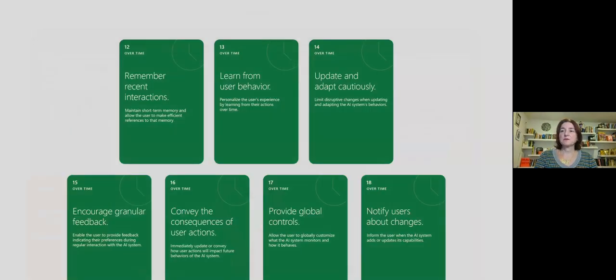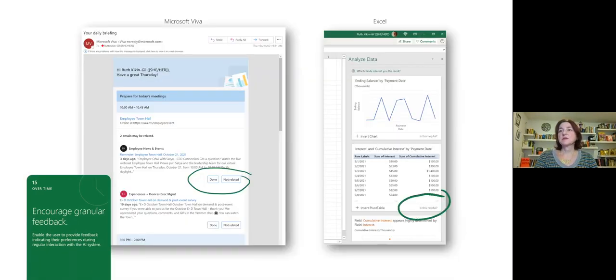And then what happens over time? In this case, it's about encouraging granular feedback. And creating feedback loops is one of the most important things when you're talking about AI systems, because it helps the system learn from users' interaction. And if it can't infer from the interaction, it can ask specifically. Let's look at the left, there's Microsoft Viva. It shows me today's meetings, and you can see that there's an employee town hall, and then it found 2 emails that may be related. Again, this humble language, and I'm looking at it and I can tell it, well, it's not related, right? And then the system learns.